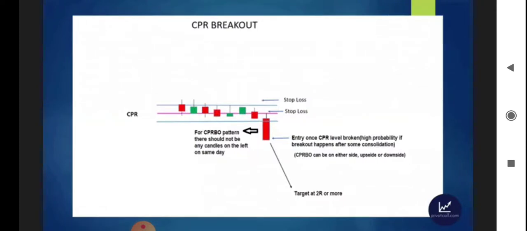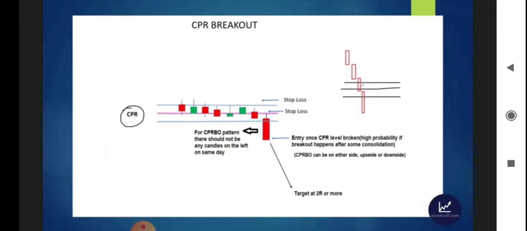Now we will discuss a pattern called the CPR breakout pattern. What is the CPR breakout pattern? CPR breakout pattern is based on the current day CPR. In breakout, there are two types of breakout you can see. One kind of breakout is like this.